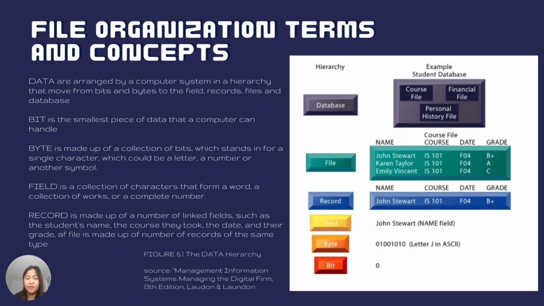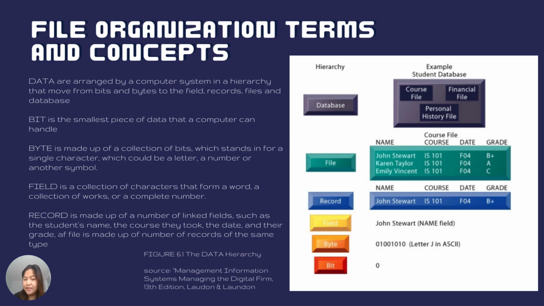A bit is the smallest piece of data that a computer can handle. A byte is made up of a collection of bits which stands in for a single character, which could be a letter, a number, or another symbol. A field is a collection of characters that form a word, a collection of words, or a complete number. A record is made up of a number of linked fields such as the student's name, the course they took, the date, and their grade, and a file is made up of a number of records of the same type.